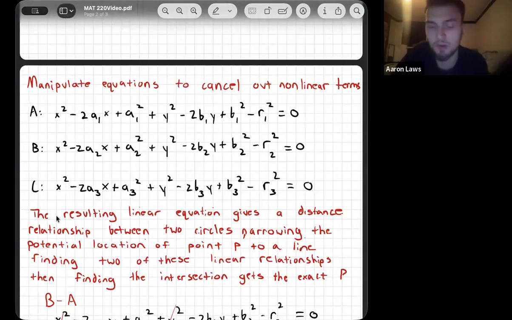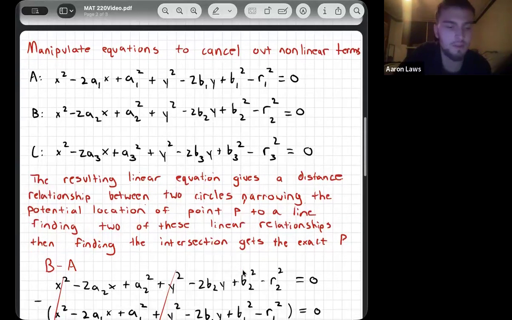The reason we want to get rid of our nonlinear terms and do it this way is the resulting linear equation will give you a distance relationship between the two circles, and it narrows down the potential location of point P to a line. And then once you have two of these distance relationships between two different circles, you can find the point where these two lines intersect, and that will give you the exact point P.